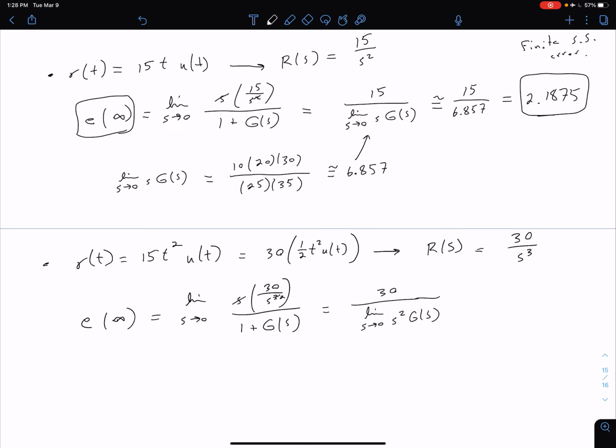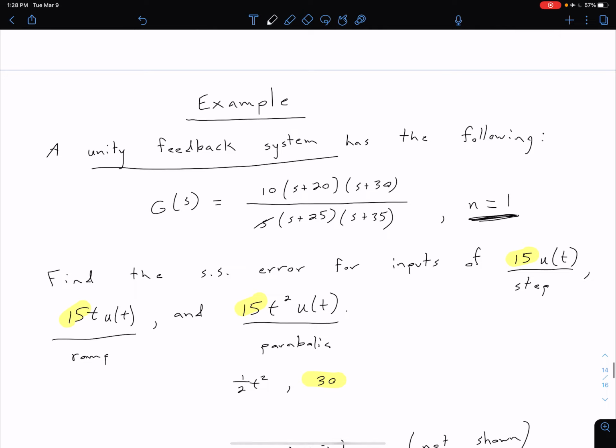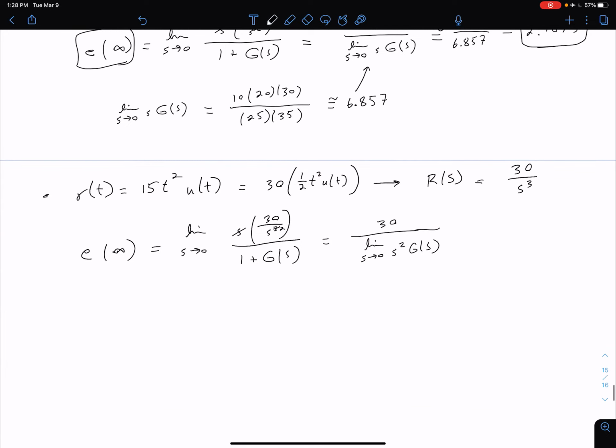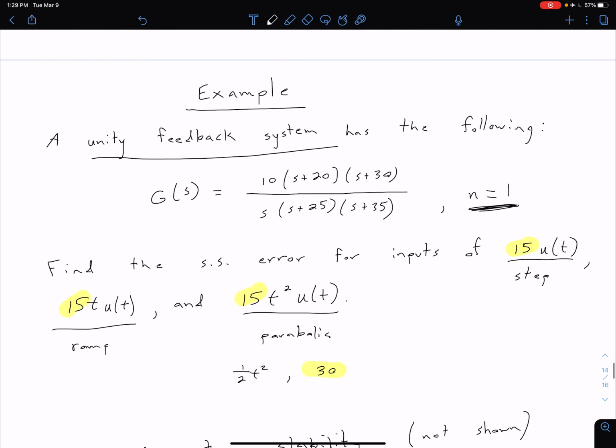With this s squared out front, one of those s's is going to cancel out with this s here. However, we're still left with an s in the numerator. That remaining s in the numerator means as we take this limit as s goes to 0, that whole term in the denominator is going to be 0. So we end up with 30 over 0, which is going to be infinity. As expected for our parabolic input, we have an infinite steady state error.